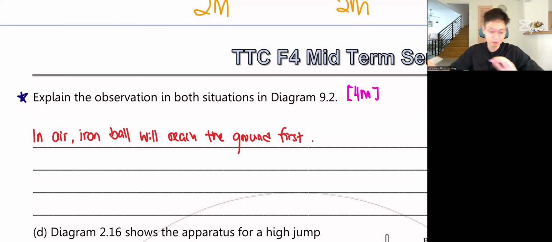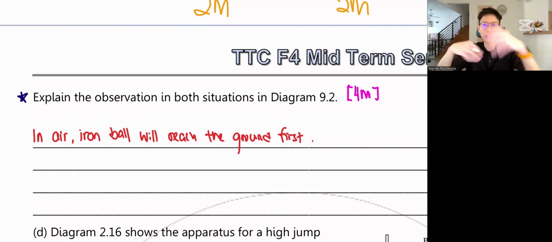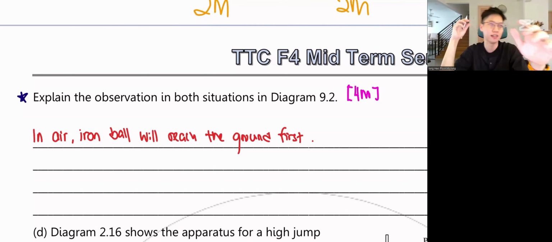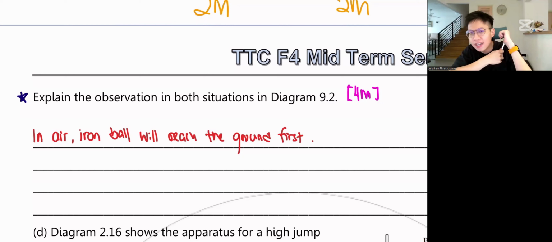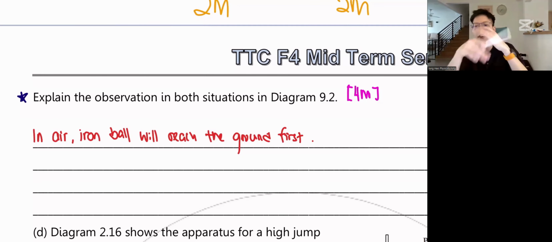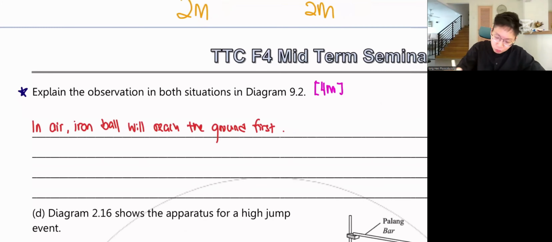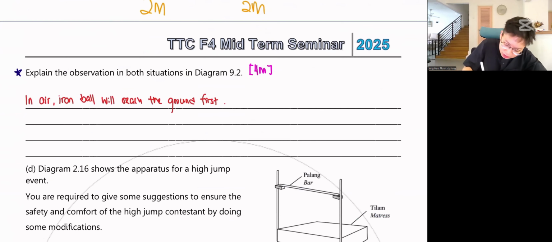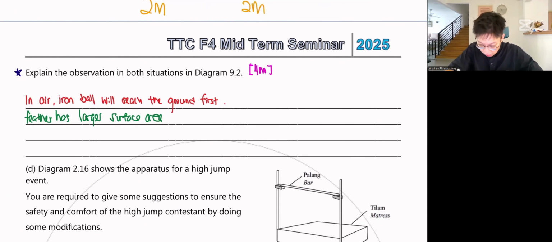You can use your own words to express your point to explain what you see. You can say that the ball will fall faster than the feather. The ball will reach the ground first. The ball will drop faster than the feather. All are also okay. Then we try to elaborate. So why do we talk about the surface area? We can say because the feather has larger surface area.